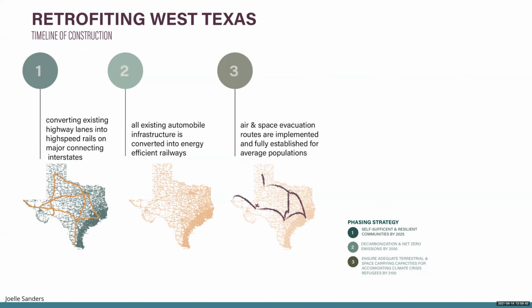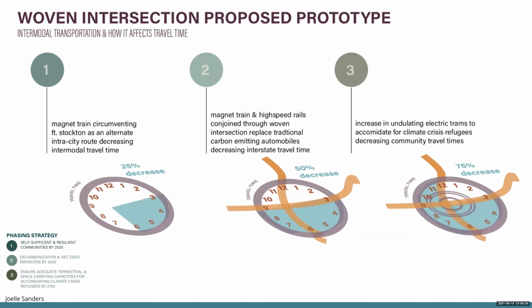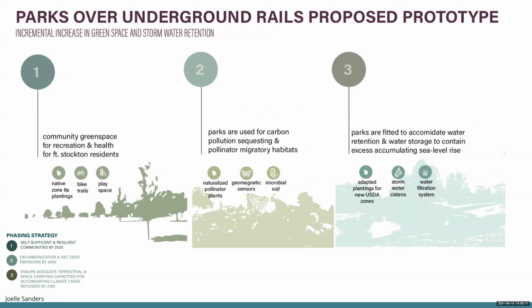We'll be converting those existing highway lanes into high-speed rails, and then all of the automobile lanes into energy-efficient railways, and then from there, air and space evacuation. Our next prototype is our woven intersection and how it affects time. We'll be decreasing travel time through these woven intersections so that there's no need for stops, so this will improve evacuation rates. And then our parks will be implementing different strategies depending on the phase to improve health and recreation. And then in phase 2, carbon pollination, and then in phase 3, water retention.